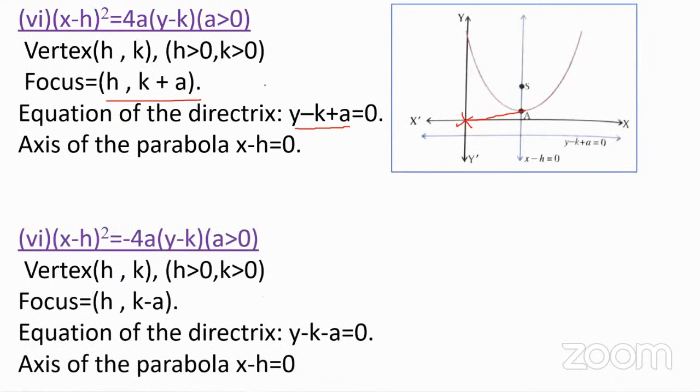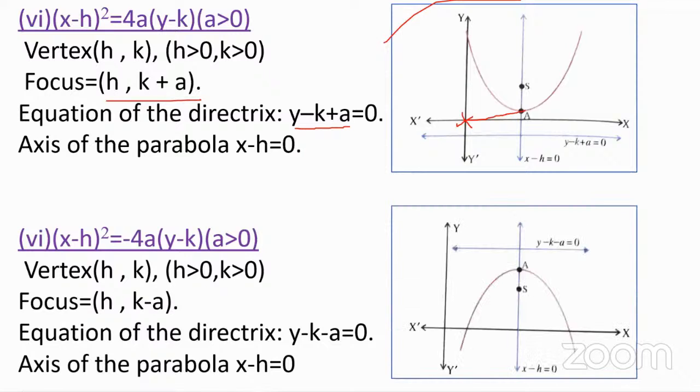Next, this sixth one is positive and the seventh one is negative. Similarly the vertex is (h, k), the focus is (h, k minus a), the equation of the directrix is y minus k minus a equal to 0, and the axis of the parabola is x minus h equal to 0. This is the figure for (x minus h) whole square equal to minus 4a of (y minus k), where a is greater than 0. So these are the 8 types of parabola.